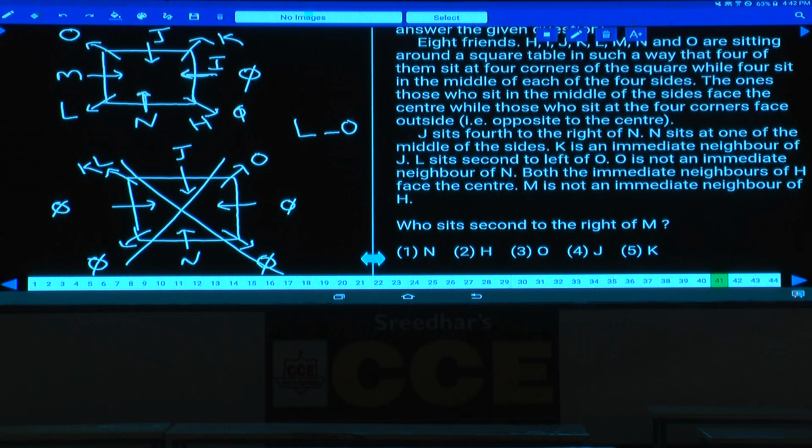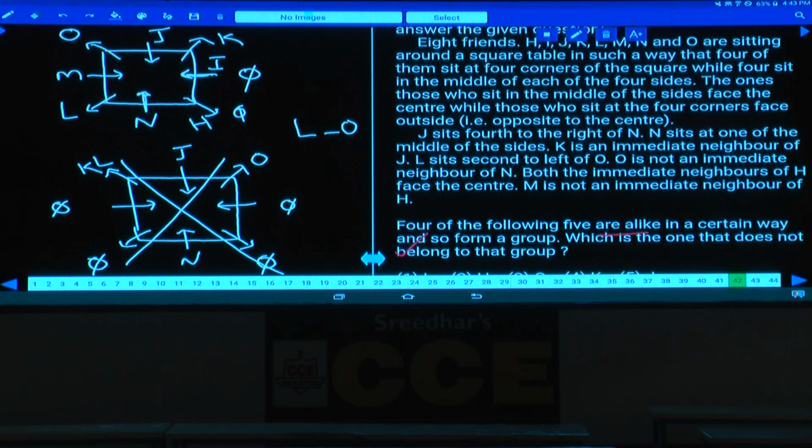Then question number 41, who sits second to the right of M? Seated second to the right of M, M is facing the center, second to the right of M is N, that is given in choice 1. Question number 41, it is choice 1.